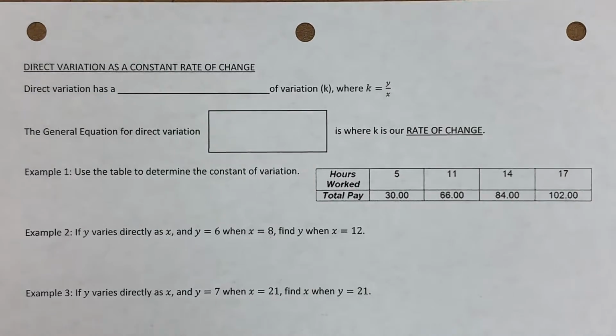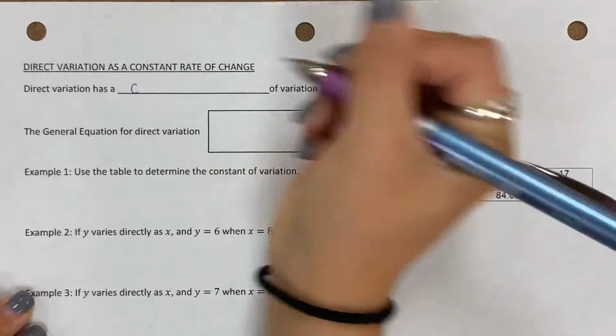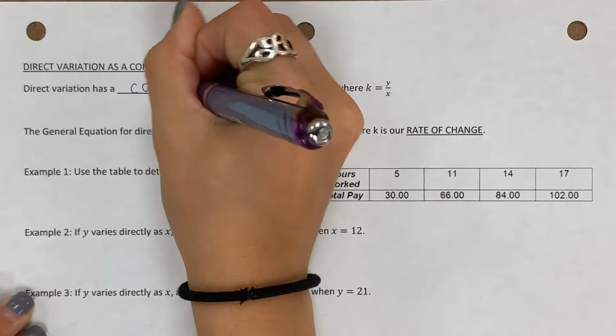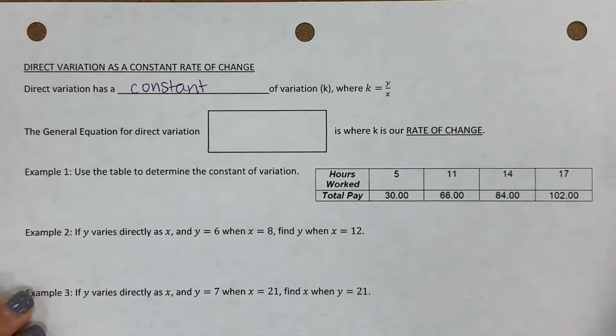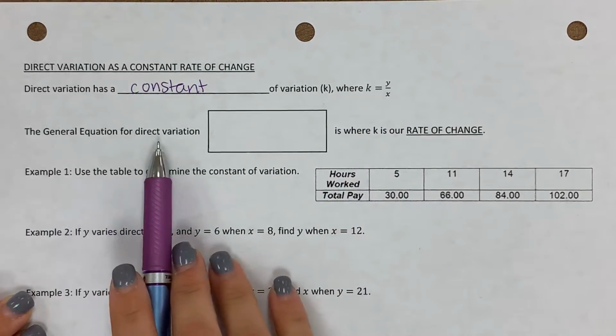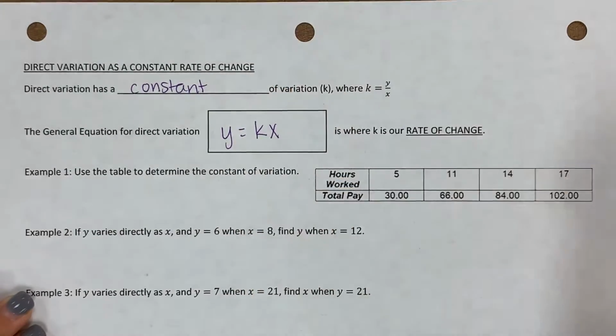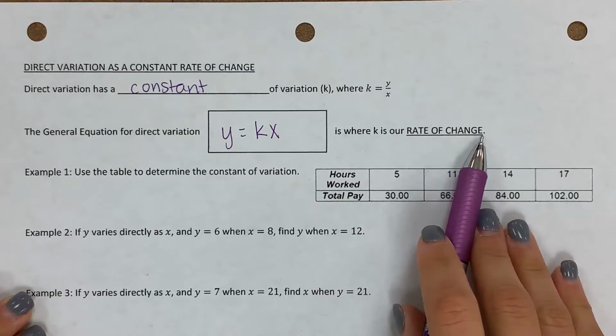So today we're doing notes over direct variation. Direct variation has a constant of variation. We call this k, where k is equal to y divided by x. The general equation for direct variation that we'll use is y equals kx, where k is our rate of change.